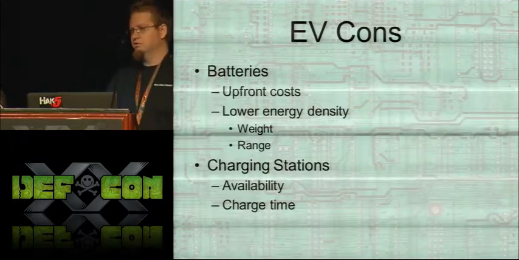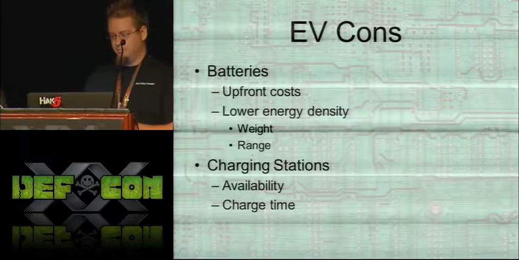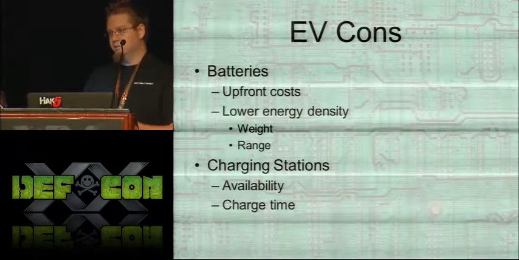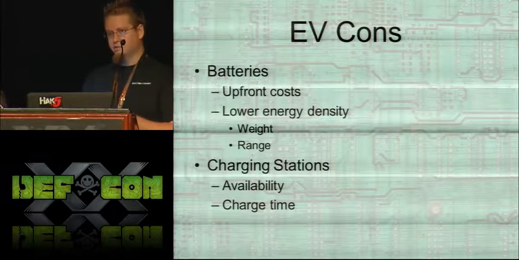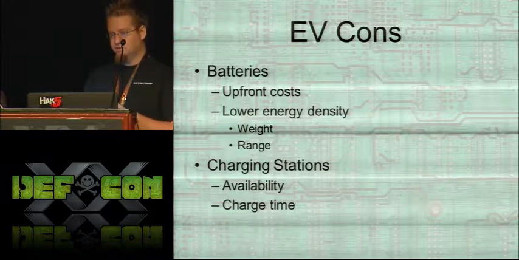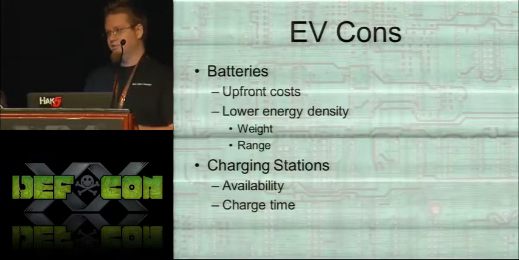So the cons, of course, are the batteries. They're very expensive to purchase up front. Newer batteries that are coming out now will last up to 10 years, so if you build it into the price of the EV, then it's not really a big deal because you don't have to replace them. But compared to gas, it is low energy density, and so because of that, your range is also lower. Charging stations are an issue. Obviously, there aren't charging stations all over the place, and availability of them can be a problem too.